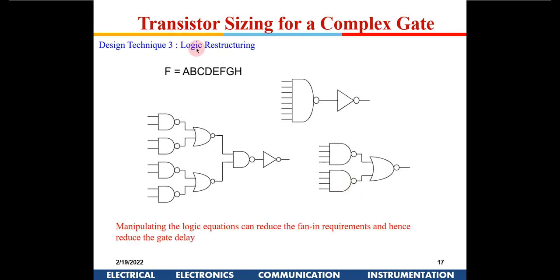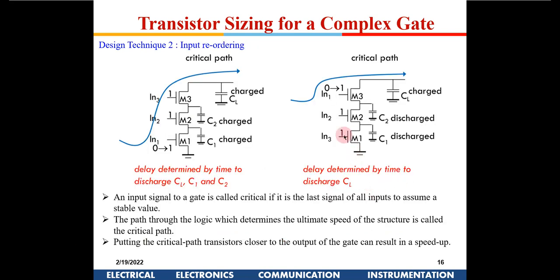Another point is that there is no path for discharge until the input equals 1. If these are 1, these node capacitances will get discharged, right? Even if this is off, these capacitances can get discharged. So this is a 3-input NAND gate, right? So all the inputs have similar probabilities of being in the 1 or 0 state.